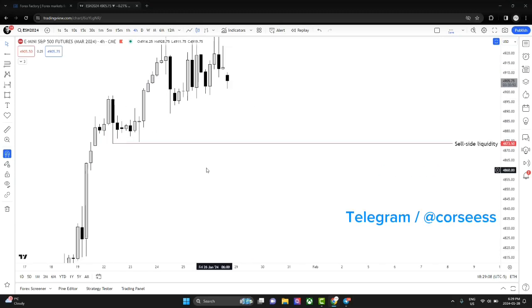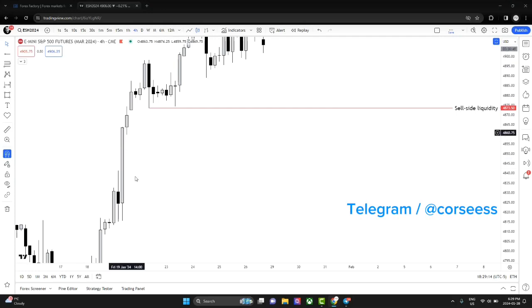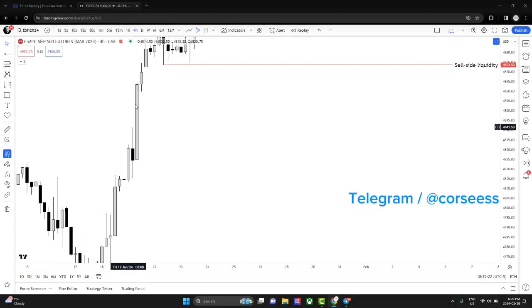So we have sell side liquidity here again. We have an imbalance right here, which is a draw on liquidity. All of these will be filled, in my opinion. I have to say that. So all of these will be filled, in my opinion.